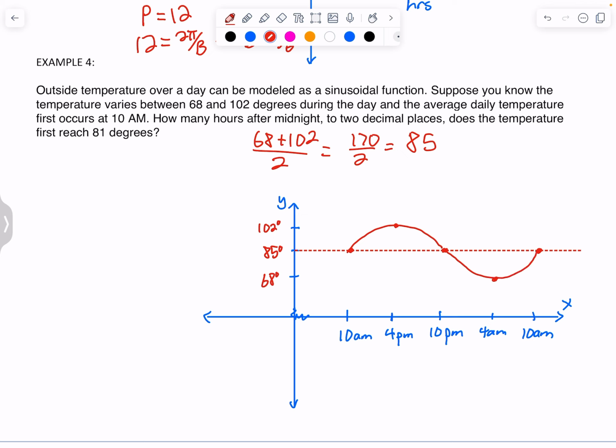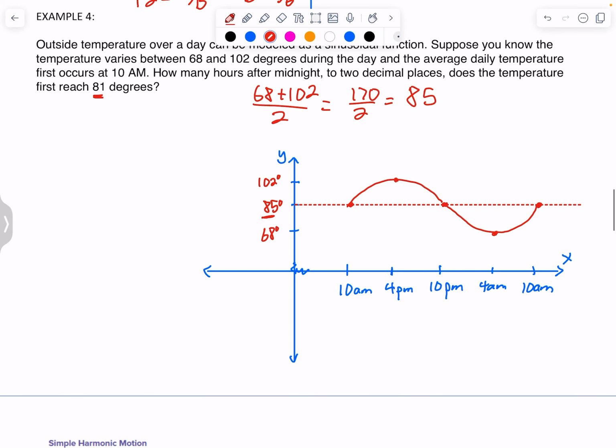So they asked, how many hours after midnight to 2 decimal places does the temperature first reach 81 degrees? Okay, so they didn't ask us the middle, 85, they asked 81. So I'm going to have to set up a function here, so let's go ahead and do that. My function, I'm going to use sine since it starts on the midline at 10 a.m. And I'm going to make this work for us. Okay, so we have the in between there, the amplitude would be 15 to 17.